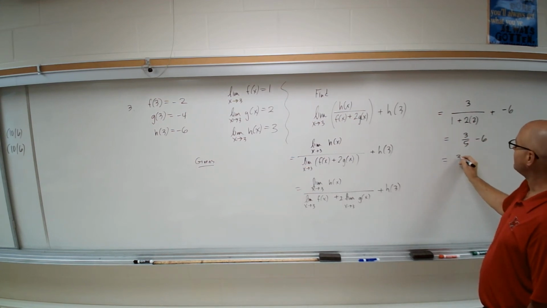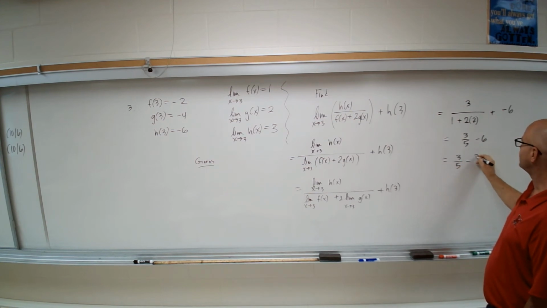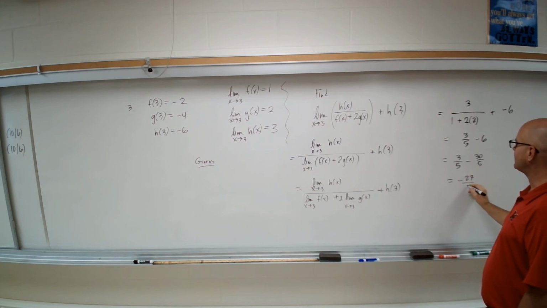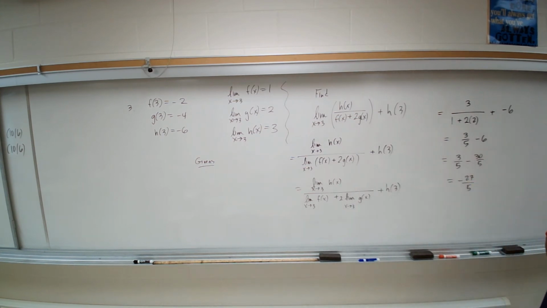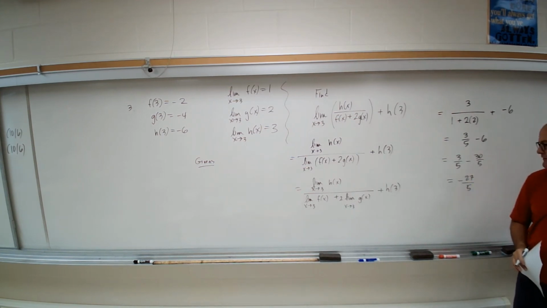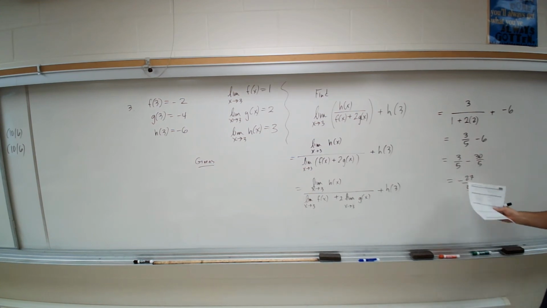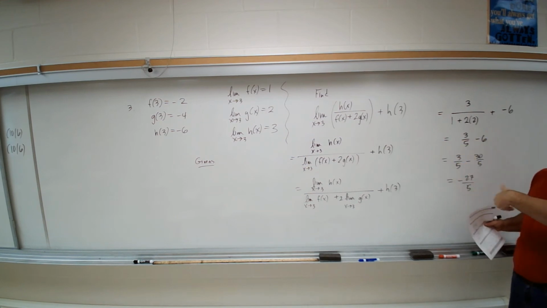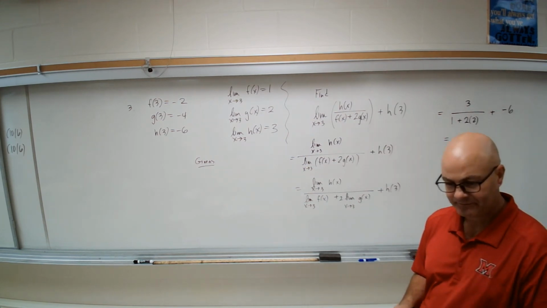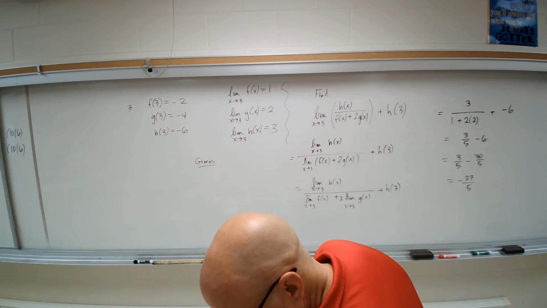So let's see, 3/5 minus 30/5 is negative 27/5. Or you could have said negative 5 2/5 if you wanted to, whatever you want to do. Okay, so again, it's just breaking that down into pieces that we identify that we know, and then we can evaluate those.